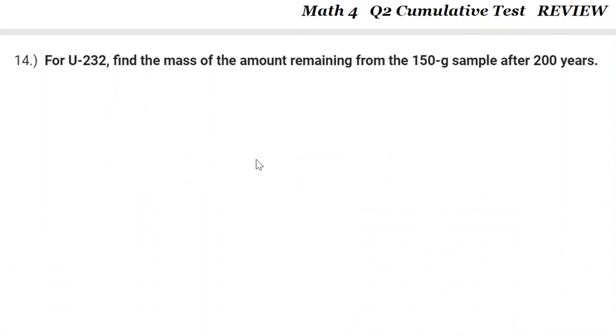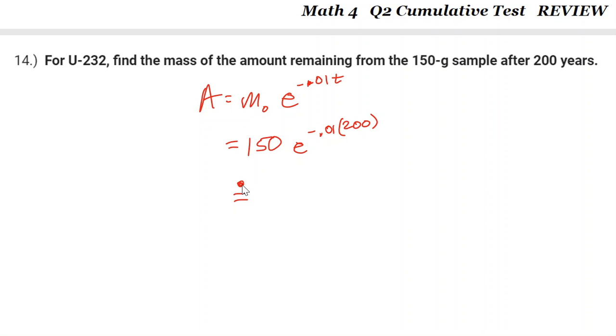Now we get to figure out the mass after 200 years. Now this is actually going in the other direction. Well, we already know that R is 0.01, and we know that our mass is 150, and we know that we're talking about 200 years. So all we have to do is put all of that into the calculator and see what it does. And we get 20.3. And that is the mass of the amount, so that would be 20.3 grams.